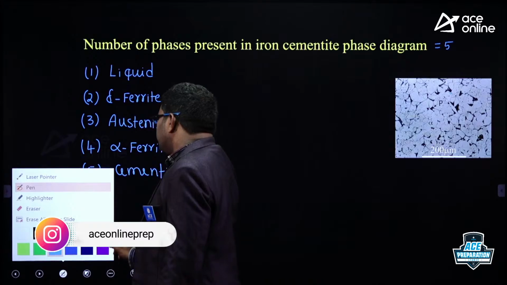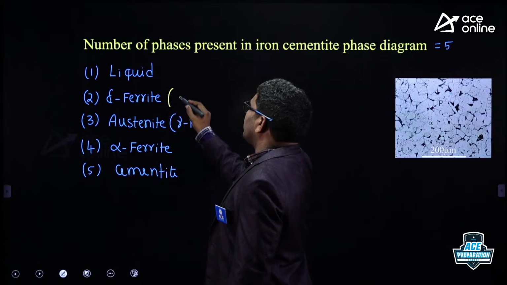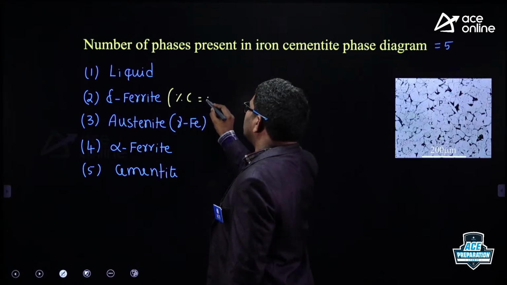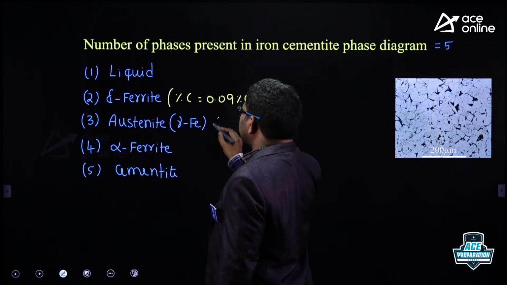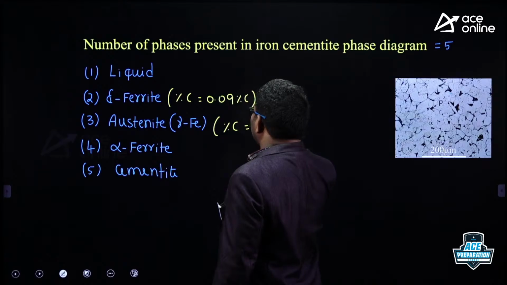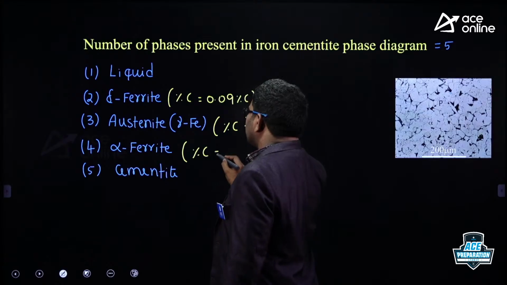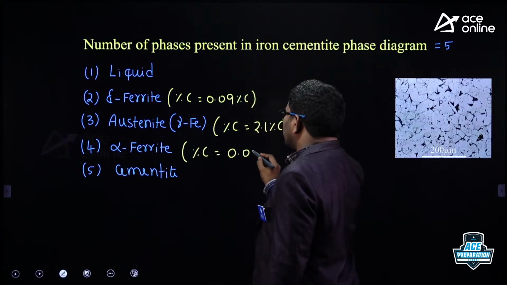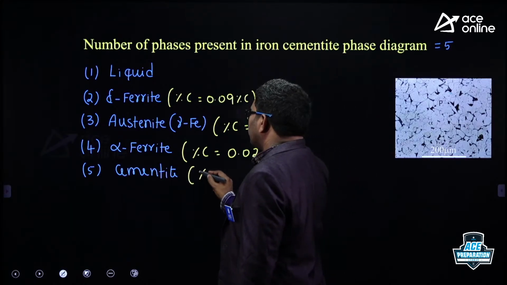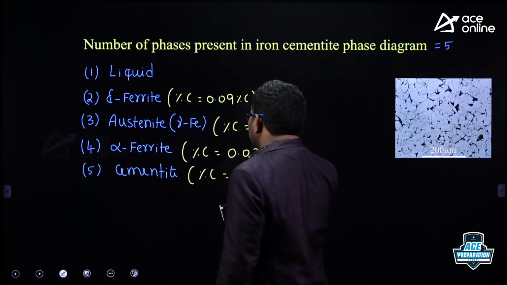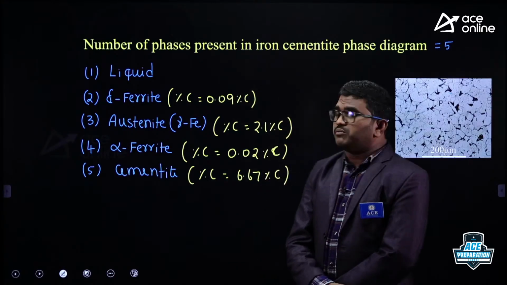Now let us see here the percentage of carbons. The maximum solubility of carbon in delta iron is up to 0.09% of carbon. In austenite, the percentage of carbon is up to 2.1. From the diagram you will get to know that one. In alpha iron, the percentage of carbon is actually 0.025%, and in cementite, the maximum solubility of carbon is 6.67% of carbon. You should remember these percentages of carbon also.